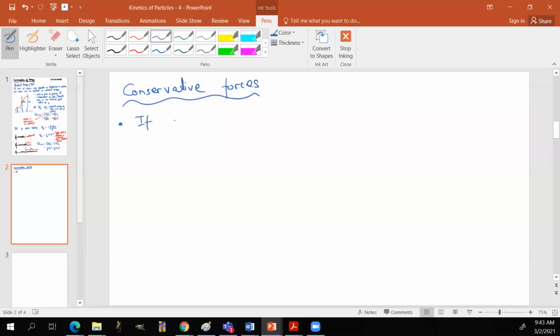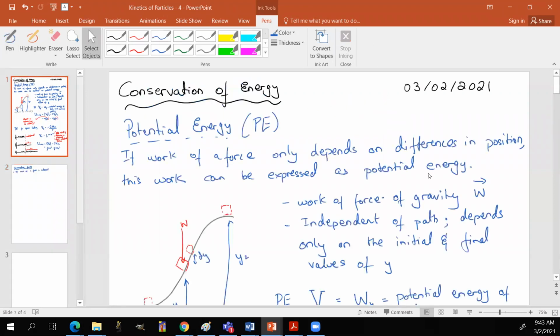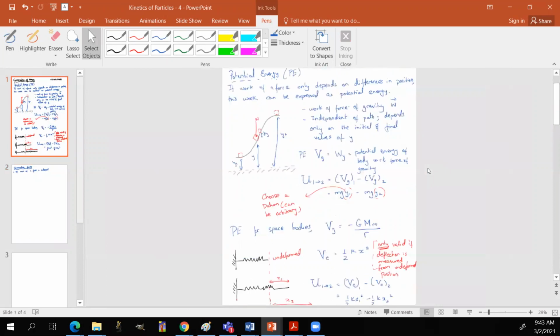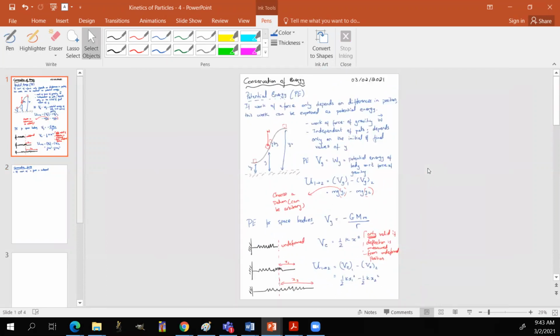So if the work of a force is independent. By the way, I moved through this really quickly, with the potential energy due to gravity and the energy in springs. Do you have any questions?